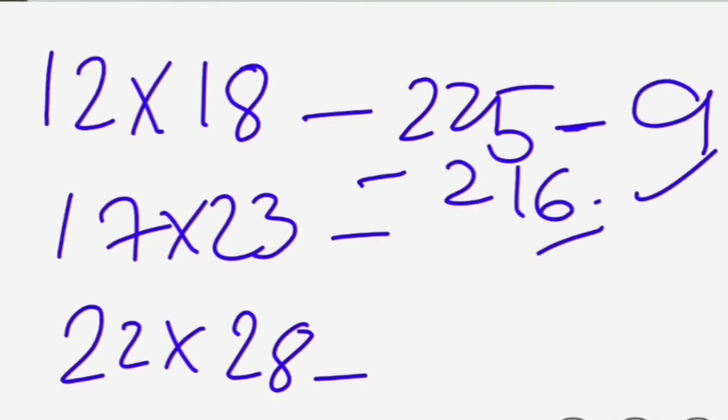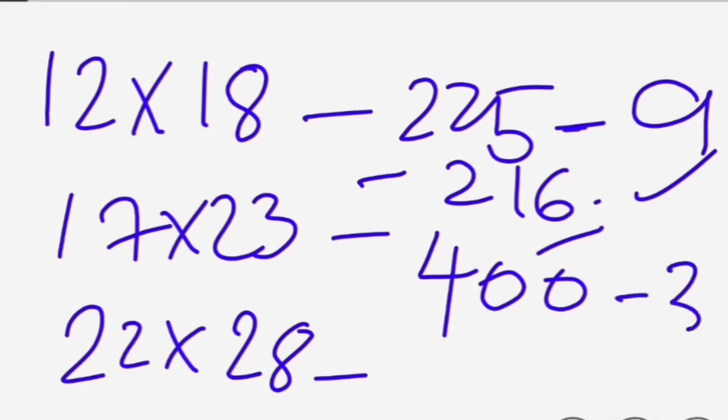How to multiply 17 into 23? So in between 17 and 23, the middle number would be 20. So 20 square would be 400. So subtract. In between 17 and 23, we have a difference of 6. So half of that is 3. So minus 3 square. Okay, so this is the process. 400 minus 9 would be 391.